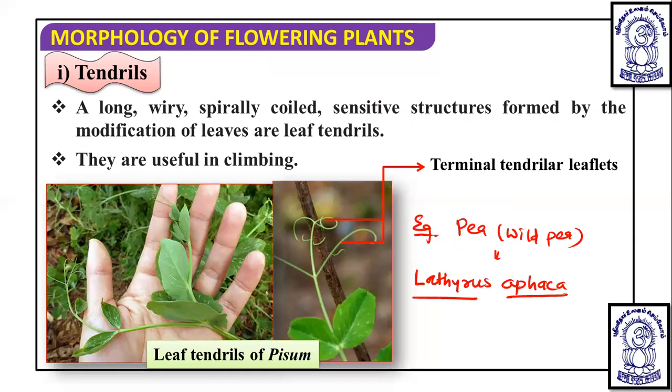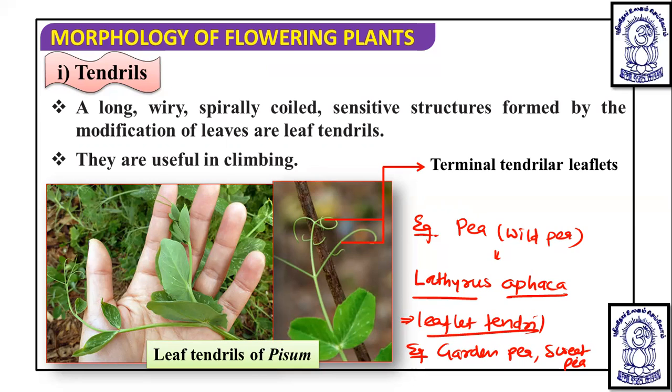Then in Pisum you will see the leaflet tendril actually. So when a leaflet gets modified in the form of a tendril, then it is known as a leaflet tendril. This leaflet tendril is seen in case of Pisum sativum, that is garden pea, and Lathyrus odoratus, that is sweet pea. Okay, these leaflet tendrils are found.